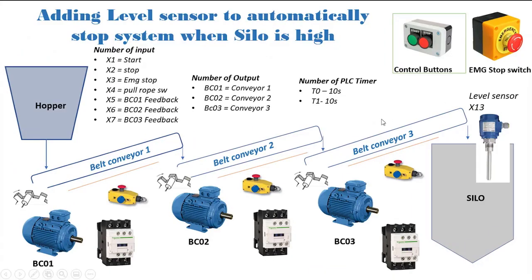Okay, so if we have a look at our flow drawing, we can see that belt conveyor 3 starts first, followed by belt conveyor 2, and then belt conveyor 1. So our final point into the silo is belt conveyor 3. So when this level sensor is activated, we stop belt conveyor 3, and then automatically the rest of the belts will stop. Okay, so we'll go back to our Step 7 program.